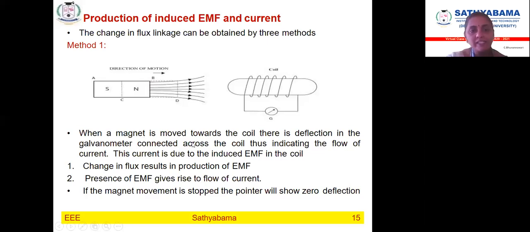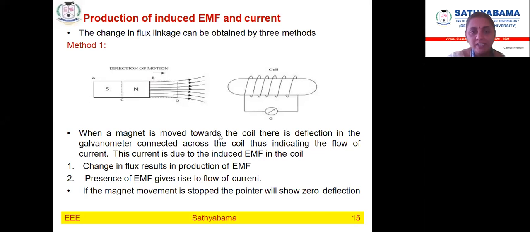Clear? When the magnet is moved towards the coil, what happens? The current will be changing, and that is indicated by the galvanometer. When this magnet is taken nearby the coil, there will be more deflection, and when this magnet is taken away from the coil, there will be less deflection. So what will happen? There is going to be a change of flux. The flux linking with this coil changes. As a result, EMF will be induced.